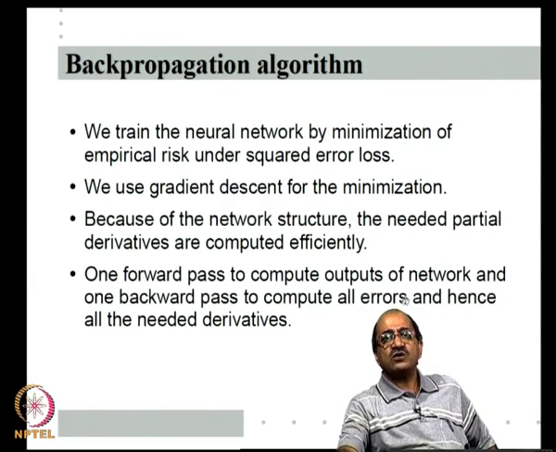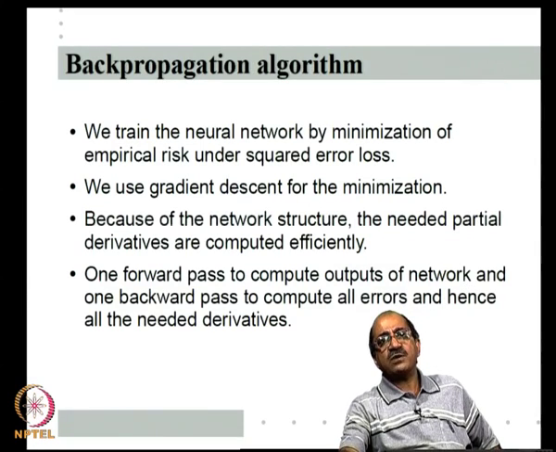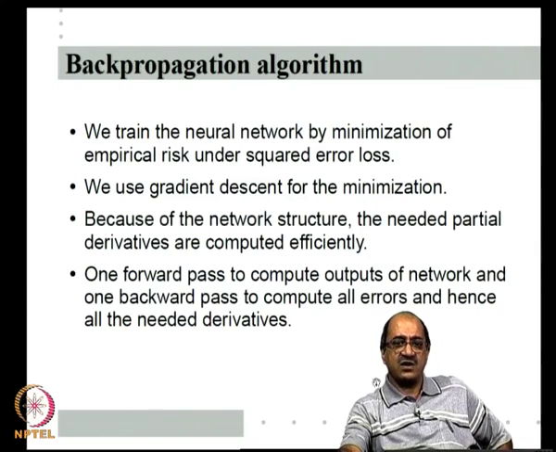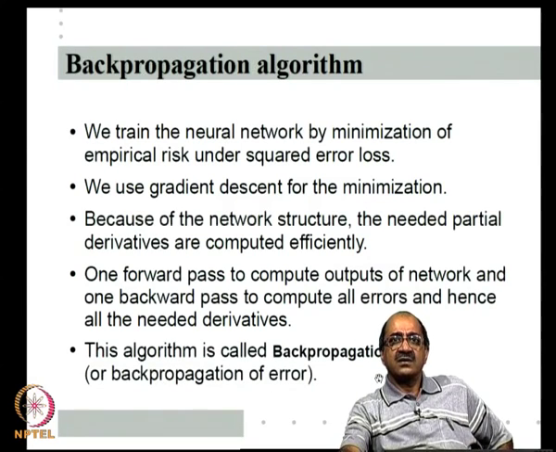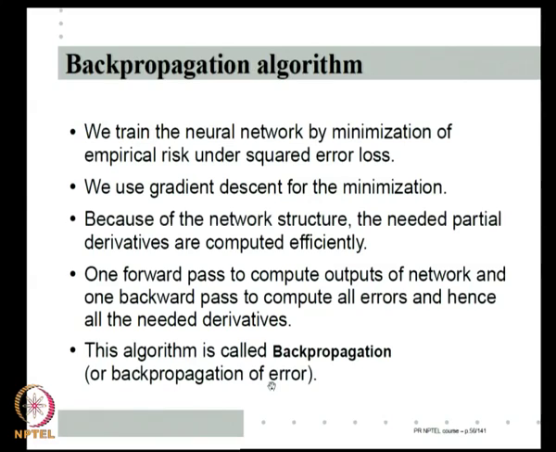So, one forward pass to compute the output of the network and one backward pass to compute all the errors and hence all the needed derivatives, okay. And then I can update the weights and keep going on. This iterative algorithm for learning weights in a neural network is called the backpropagation algorithm. It is short for backpropagation of error.